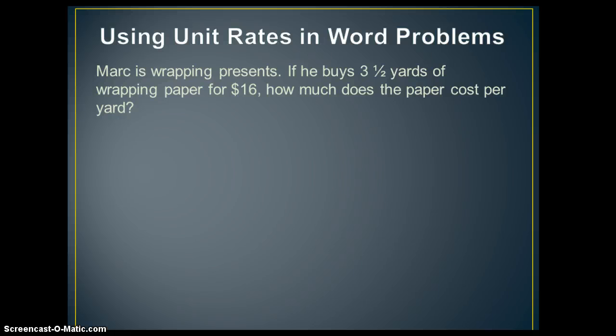Let's look at a couple word problems because we know we always have to be able to use this. So Mark is wrapping presents. If he buys 3.5 yards of wrapping paper for $16, how much does the paper cost per yard? Well, when we think about this problem, we want to know per yard. So that means yards needs to go in our denominator because we want to know for 1 yard.